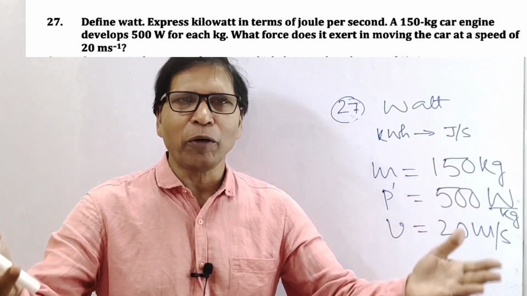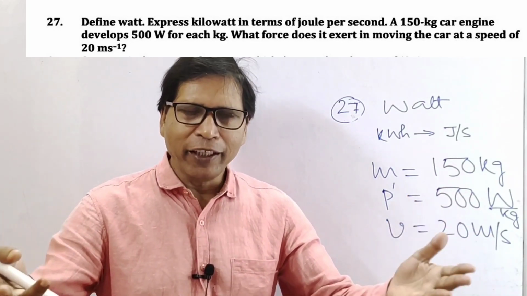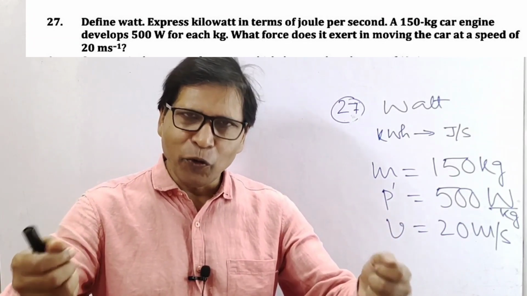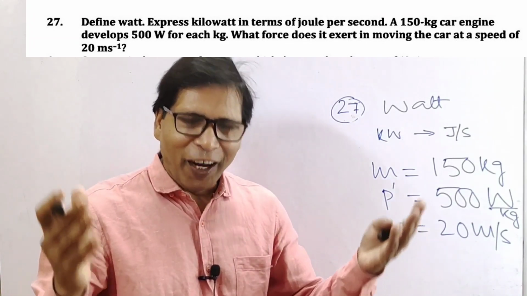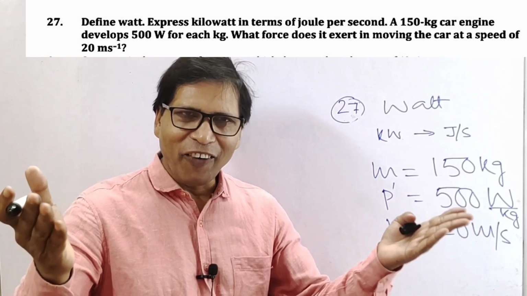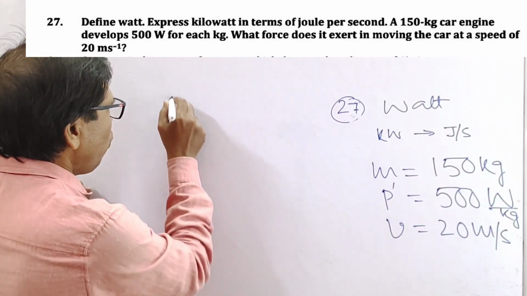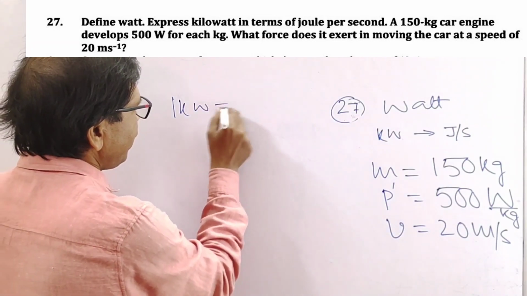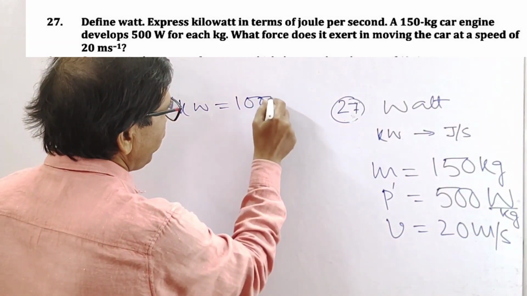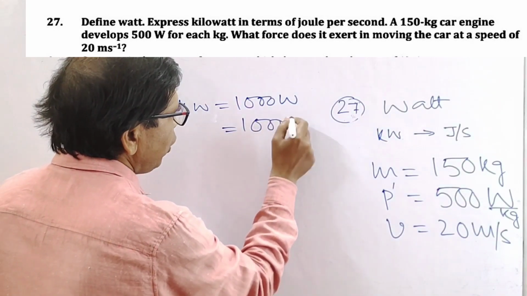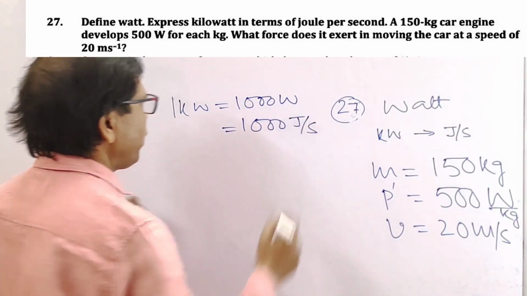Next. Now define watt. Watt is the unit of power. If an engine or an agent is doing work 1 joule in 1 second, now we have to express 1 kilowatt into joule per second. Look at this, 1 kilowatt equal to 1000 watt, and 1 watt equal to 1 joule per second. So this is 1000 joule per second.